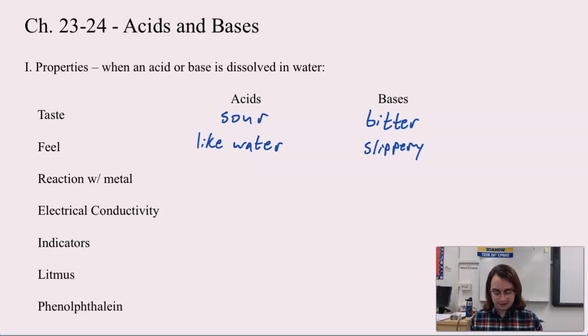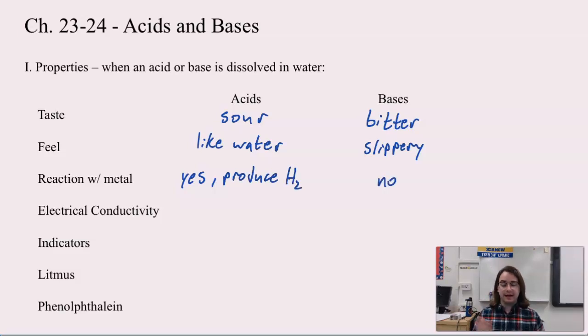So acids react with metal, so we're going to say yes. And when they react with metal, they produce hydrogen gas. Do bases react with metal? No, they don't. The acid reaction is actually something you've already seen. If you remember when we did the molar volume lab where we reacted acid with, I think it was a magnesium strip, and we created H2 gas, that's the exact reaction that we did there.